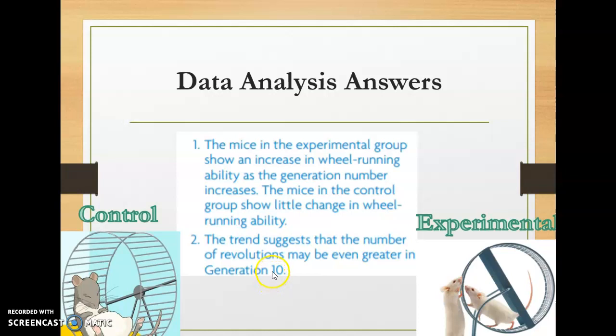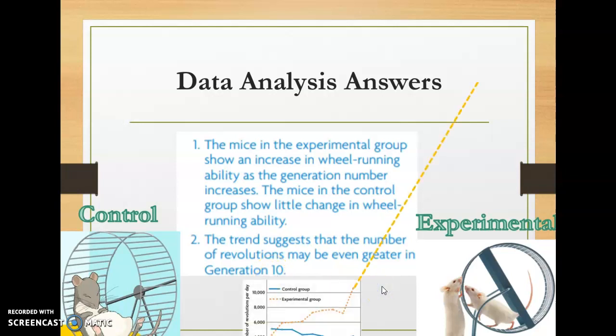Number two, the trend: if we allowed these mice, these wheel runners, to continue on to another generation, then we would probably expect their numbers to go higher because we're only breeding the best wheel runners.